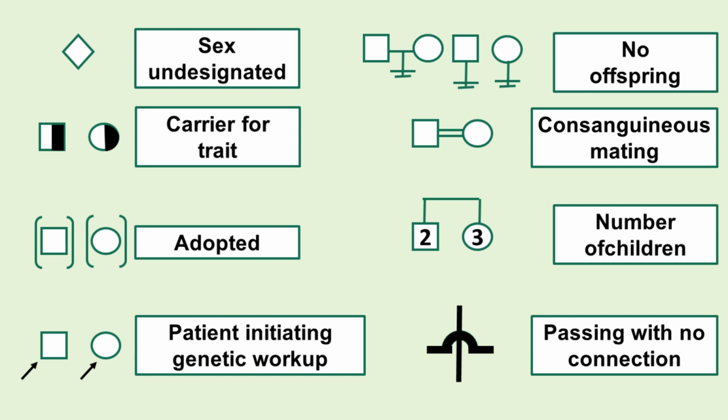So instead of drawing 5 symbols for the children, we just draw 1 square for the boys and write number 2 in it, and a circle writing number 3 in it for the girls. And the last symbol shows 2 lines that pass each other with no connection. So wherever you see it, you have to follow the route and not change the course.